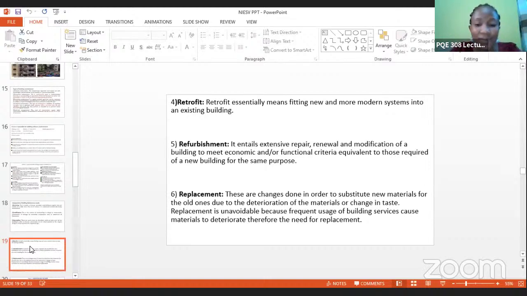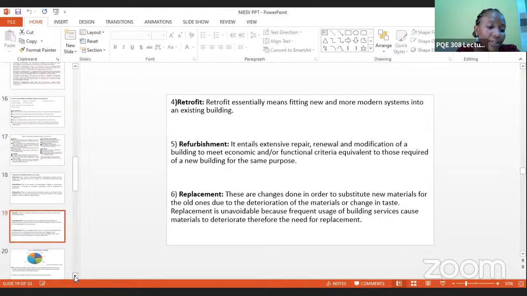Refurbishment and rectification are sometimes words that you can use because they mean the same thing. It entails extensive repair, renewal, and modification of a building to meet economic or functional criteria equivalent to those required of a new building. Replacement, of course, we know, means to replace. This bulb is not good, I can replace it. So the components of building maintenance work are servicing, rectification, renovation, replacement, and refurbishment. They are different from types of building maintenance.